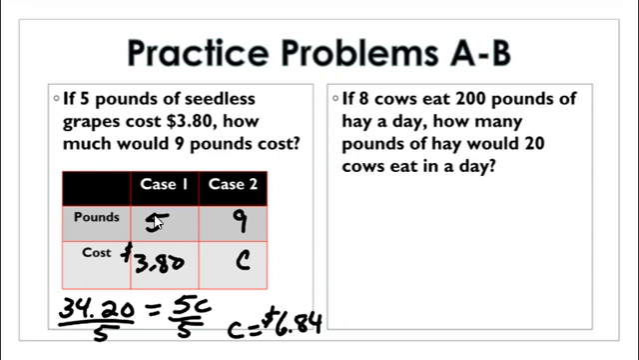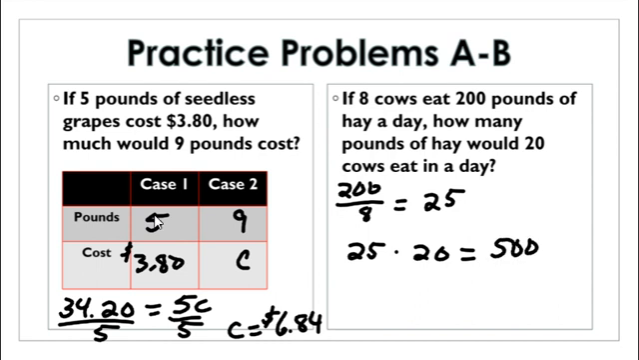Right-hand side, 6 cows eat 200 pounds of hay a day. How many pounds of hay would 20 cows eat in a day? So here we're going to use an equation. But first we need to know how many pounds a day each cow eats. So I'm going to take my 200 and divide by 8. 200 divided by 8 gives us 25. So if each cow eats 25 pounds a day, I would take my 25 times my 20, I have 20 cows, and you would get 500 pounds.